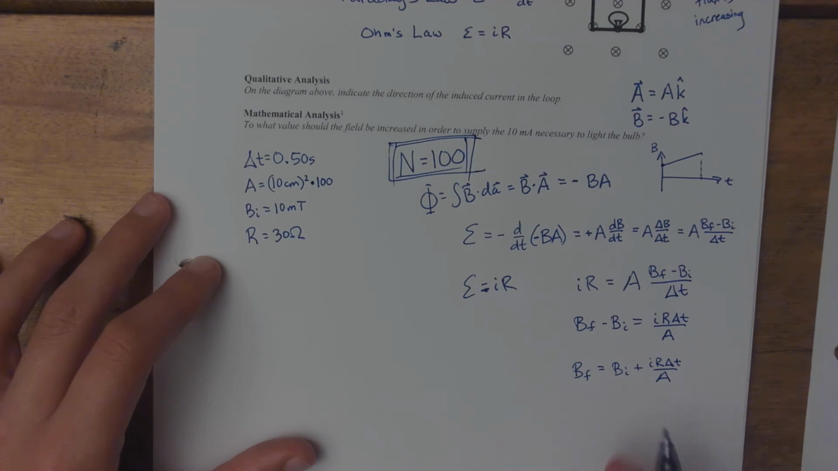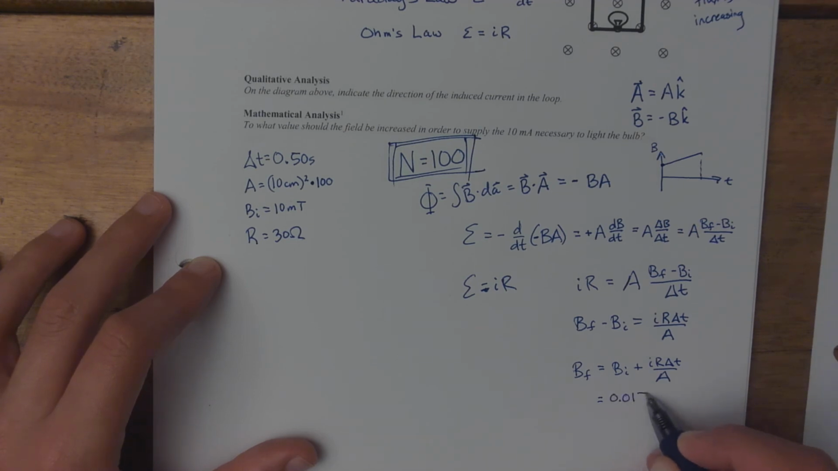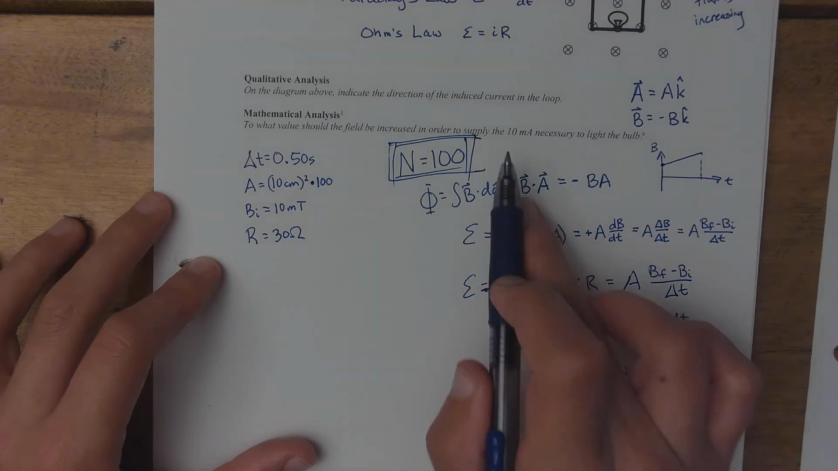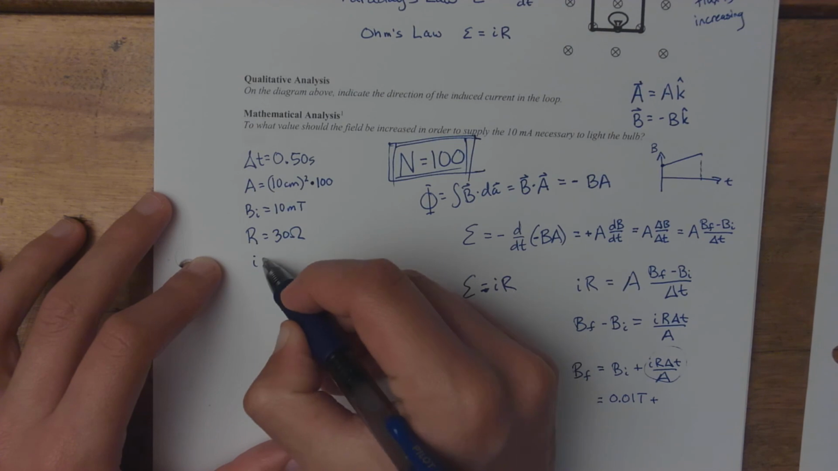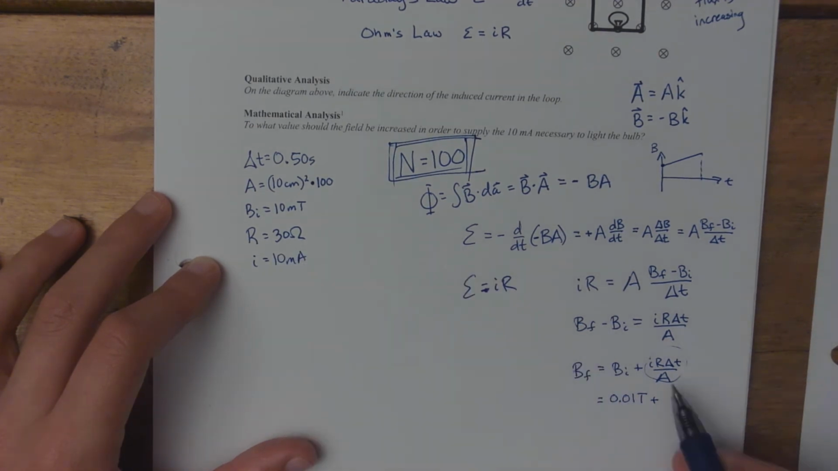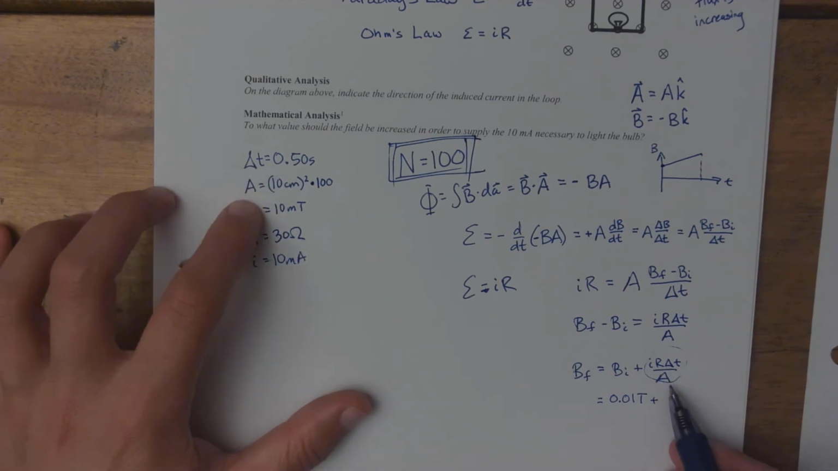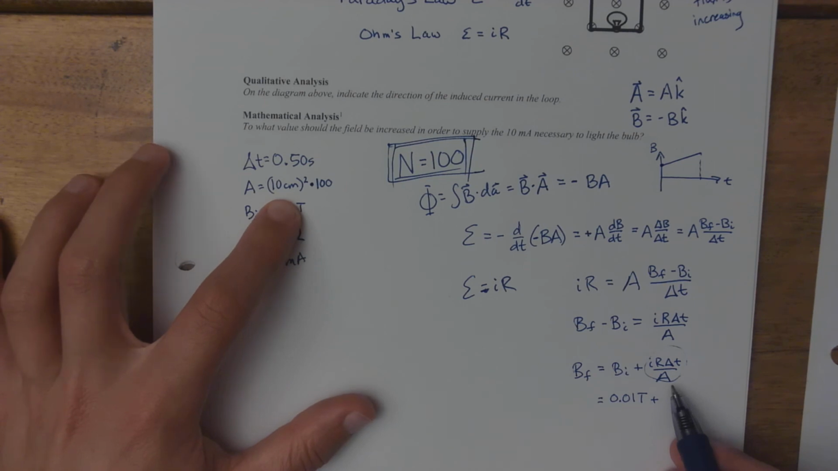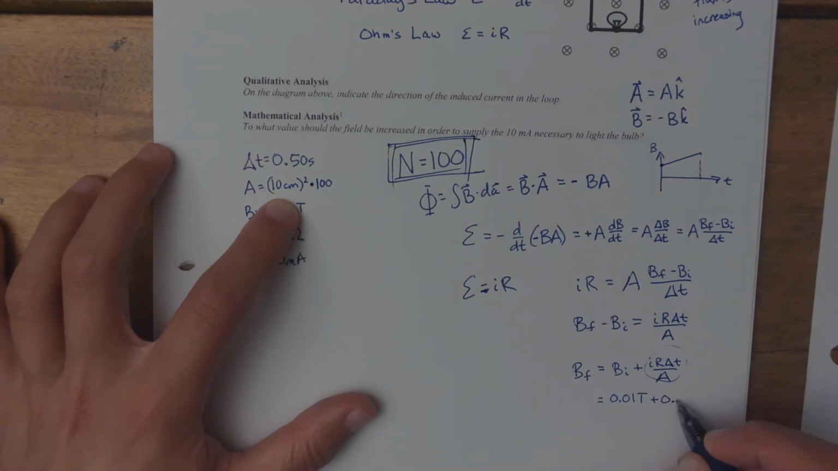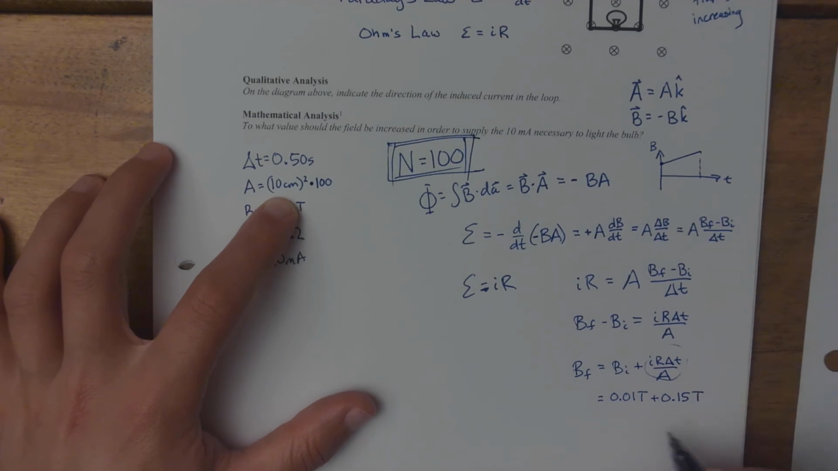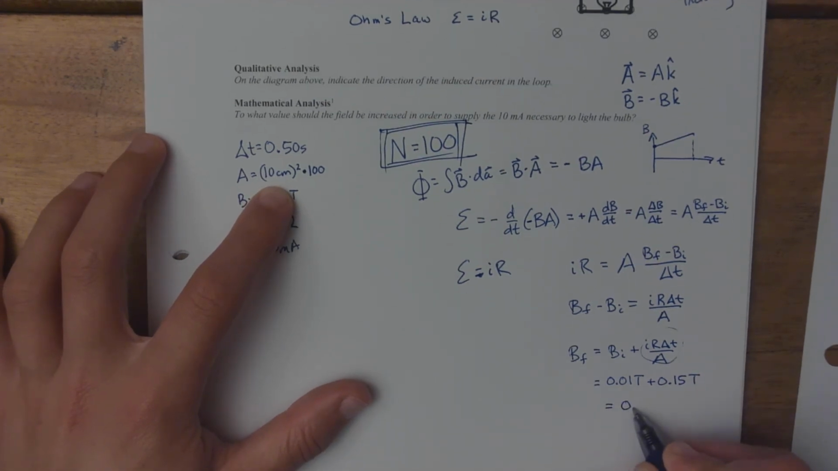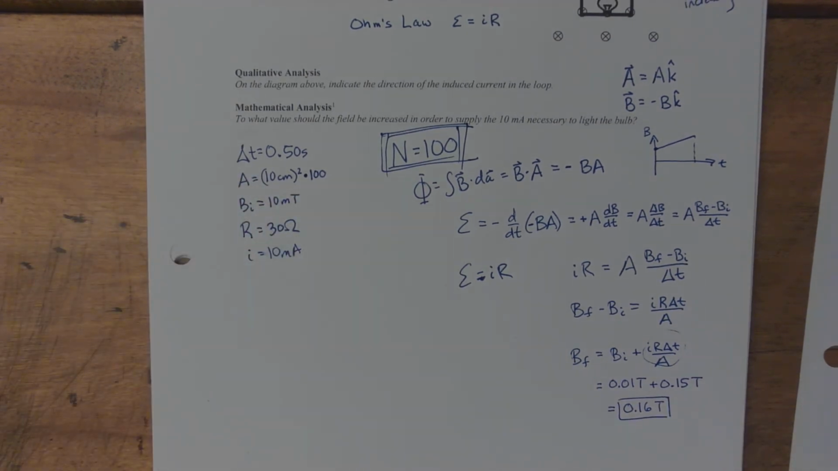But you should get for this, B initial is 10 milliteslas, so that's 0.01 teslas plus, for everything here with a current of 10, oh, I didn't write that down here. So the current is 10 milliamps. The resistance is 30 ohms, delta T is 0.5 seconds, and the area vector is 100 times 10 centimeters squared. You should get 0.15 teslas, which gives you, for the final answer, 0.16 teslas. And that concludes problem 25.